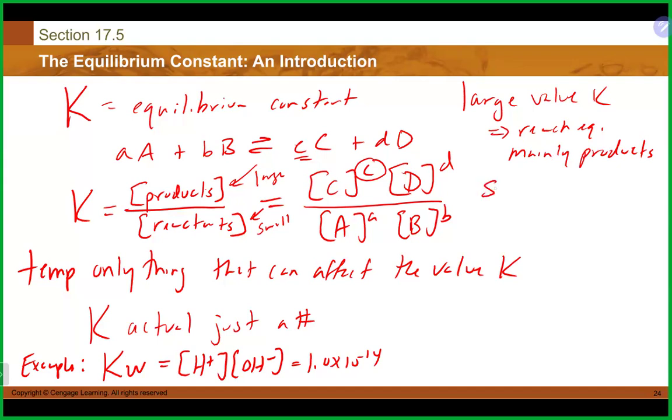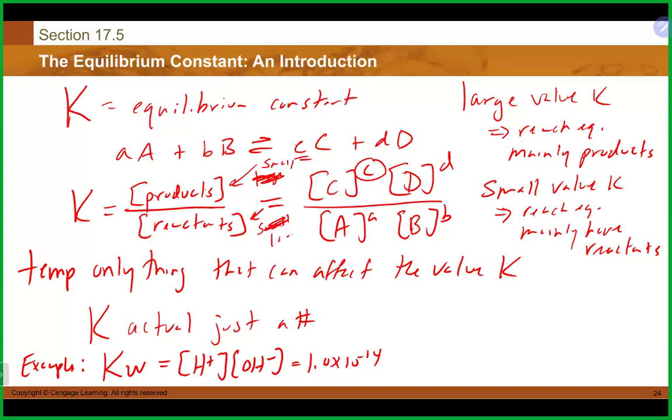The opposite is true if you have a small value of K. When you reach equilibrium, you will mainly have reactants. And that's the opposite here. In that case, you would actually have a small value on top and a larger value on the bottom. That's going to give you a smaller value for K. And that will tell you there.